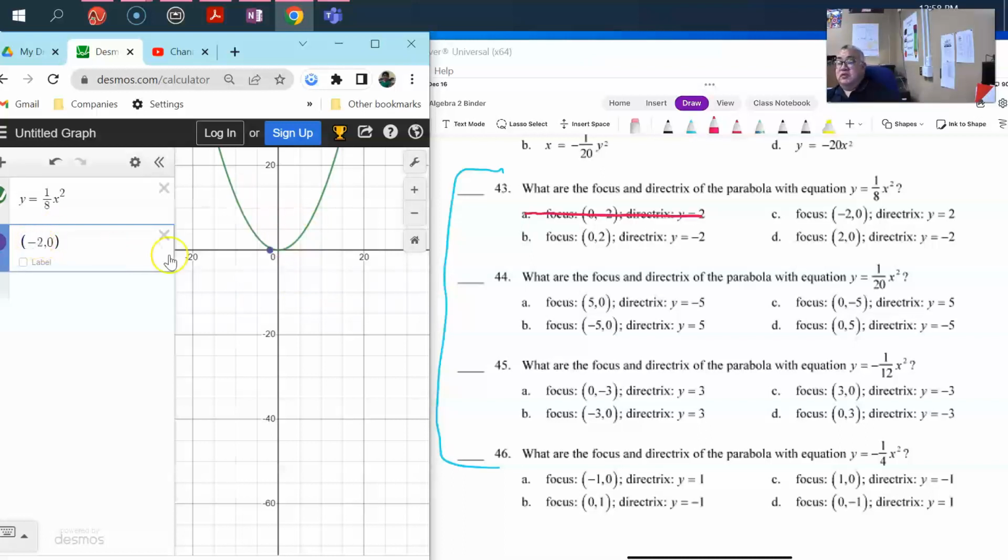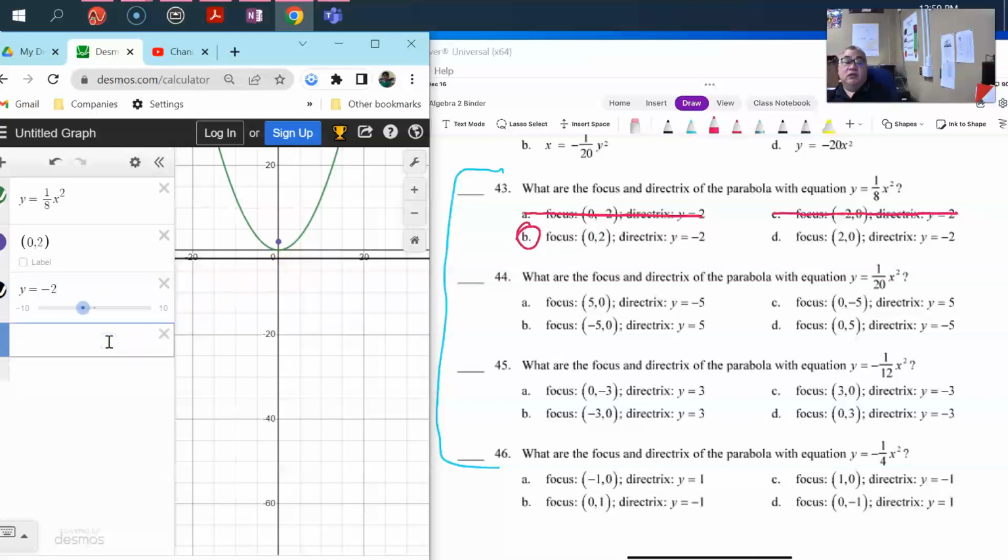Okay, that's wrong because it's right on the parabola. So let's graph 0, 2. Okay, that looks like it could be correct. And then we have y equals negative 2. Oh, yep, that's the answer. So in this case, the answer is B. Now, you want to check y equals negative 2, you're going to notice that, 2, 0. So 2, 0. So nope, that won't be it.